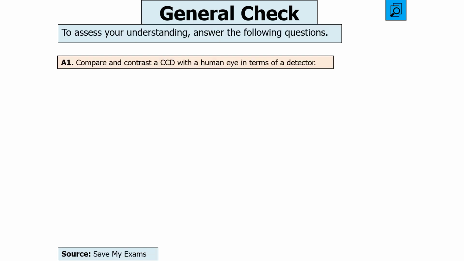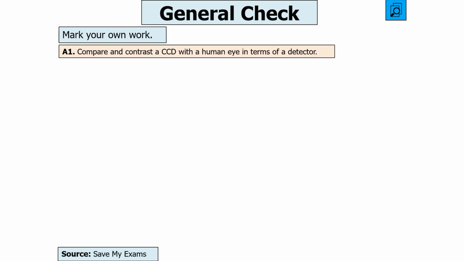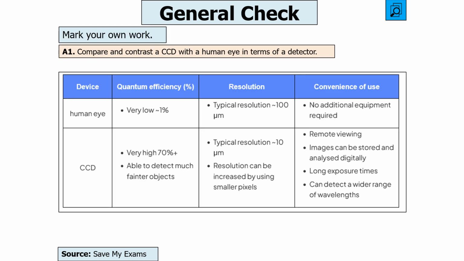The next question says, compare and contrast a CCD with a human eye in terms of a detector. So pause the video now, then unpause the video when you want to go through your answer. Right, so what's a comparison? For a human eye, the quantum efficiency, the number of photons in every 100 that will be detected by the detector, is about 1%, but for a CCD it is very high, 70% or above. So you're much more able to detect fainter objects.